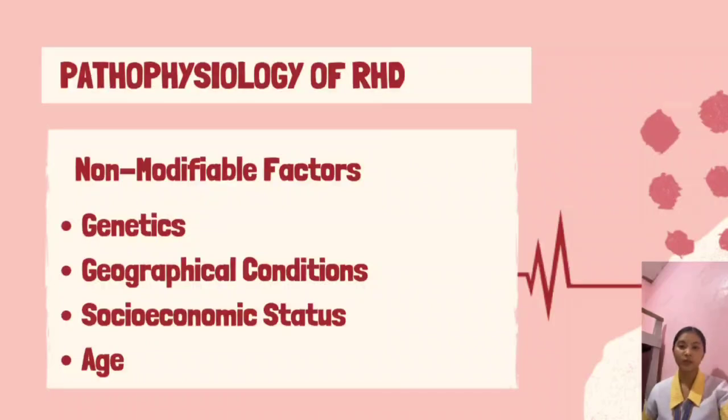So first, for genetics, a family history of rheumatic fever or RHD increases susceptibility, likely due to genetic predispositions affecting immune responses to group A streptococcus or GAS infections. So for geographical conditions, RHD is more prevalent in tropical and subtropical regions where GAS infections are common and healthcare access is limited.